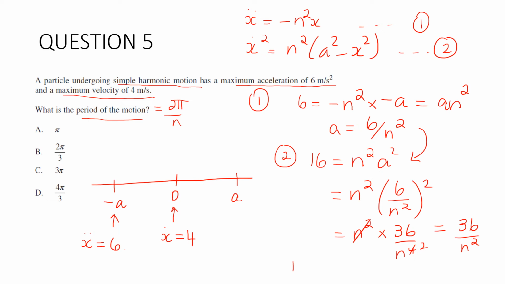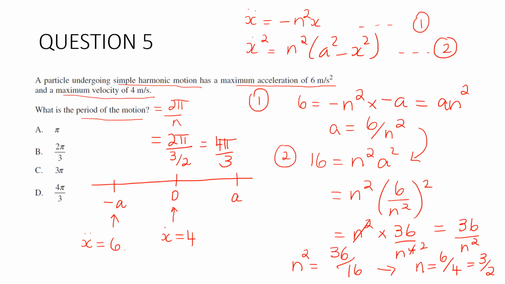And so n squared will equal 36 over 16. We don't need to worry about plus or minus because n is positive. n will equal 6 on 4, which is 3 on 2. And substituting in here, we get 2 pi divided by 3 on 2, which is 4 pi on 3. The answer is D.